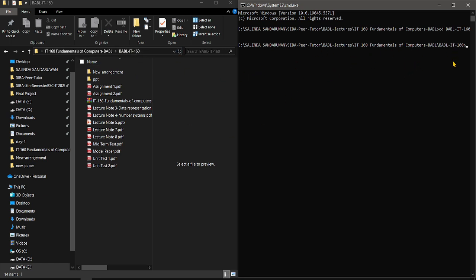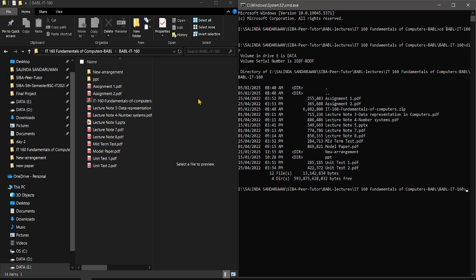Let me show you, right? So I'm going to type a command, dir, right here. Here assignment 1 PDF, new arrangements, PPT. Here you have these folders. Here new arrangement, PPT. This is a folder. dir means folders, right? Here how many folders do I have? One, two, and the zip is also a folder. Here zip folder. Likewise, right? So here it's empty.